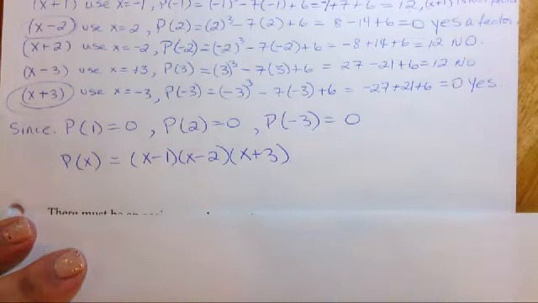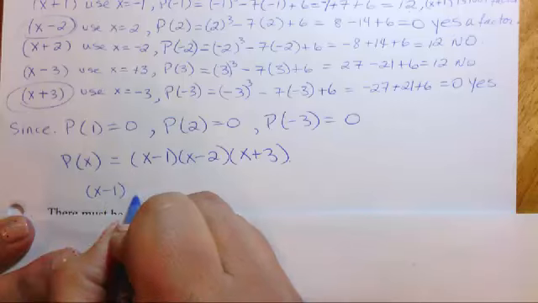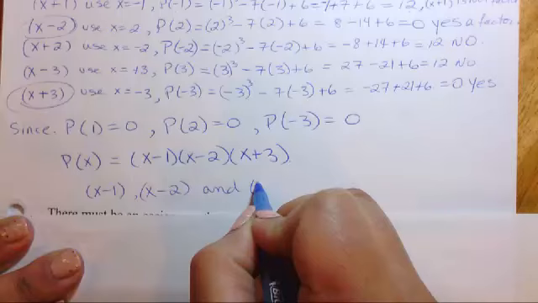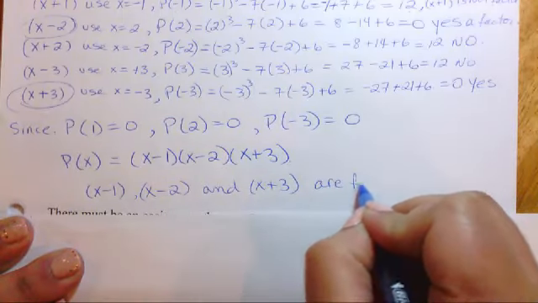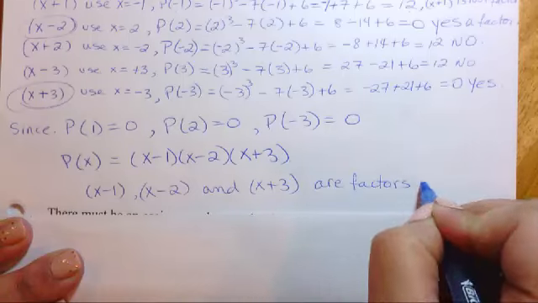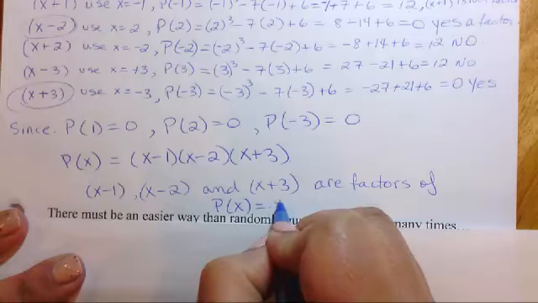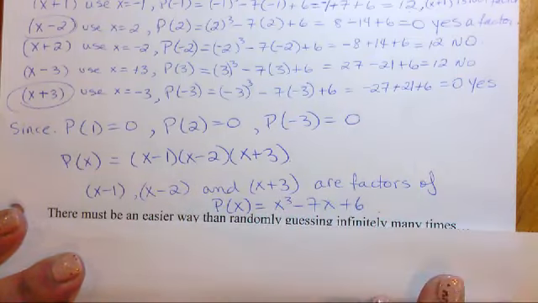Okay, so we could also say that x minus 1, x minus 2, and x plus 3 are factors of p of x, which is x cubed minus 7x plus 6.